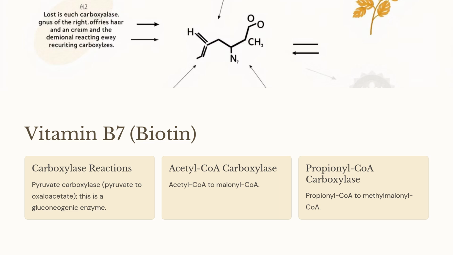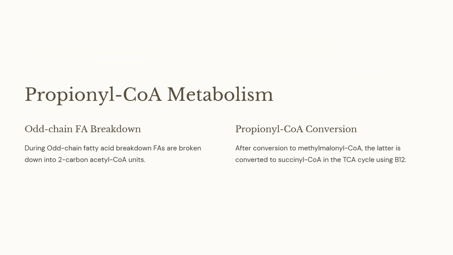The third important carboxylase reaction is the propionyl CoA carboxylase, where propionyl CoA will get converted to methyl malonyl CoA. I will tell you in detail about this. When a fatty chain is broken down, the 2 carbon units will be released as acetyl CoA units. But in case of odd chain fatty acid, finally we will have a 3 carbon unit that will be released as propionyl CoA. This propionyl CoA will get converted to methyl malonyl CoA, and that methyl malonyl CoA, with the help of methyl malonyl CoA mutase, will get converted to succinyl CoA in the TCA cycle using B12.